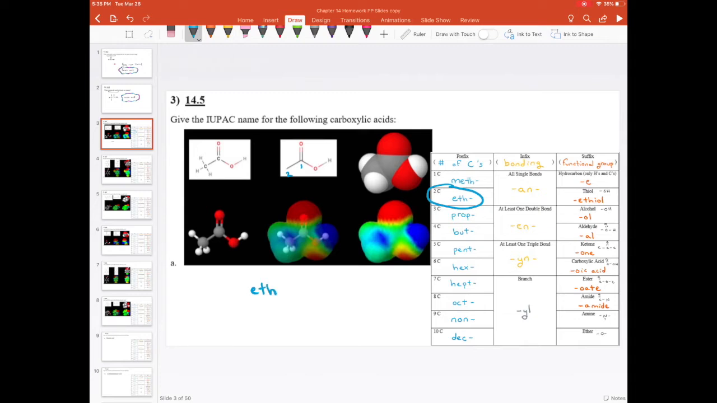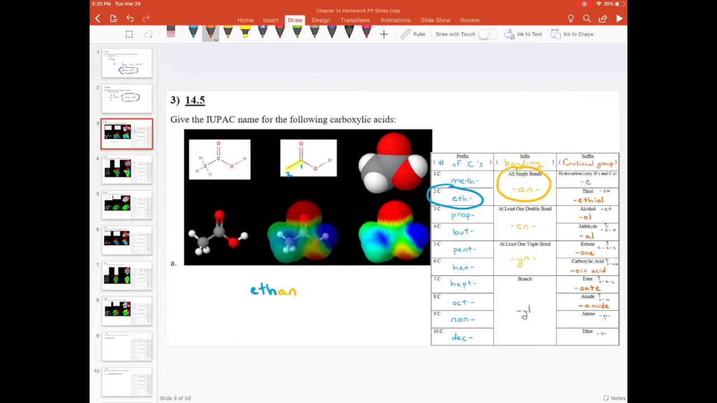Then between those carbons, and we are just looking between the carbons, anything outside of carbons would be in a functional group, which would be represented in the suffix. So when we're looking for the infix, we just look between carbons. We can see that there are all single bonds between carbons, and so the infix is an.